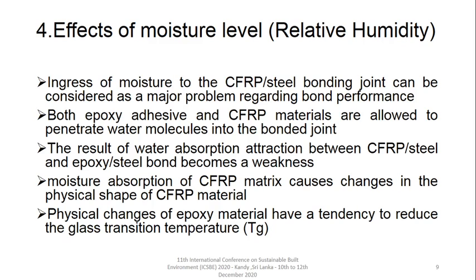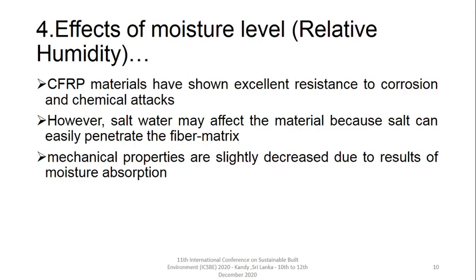Effects of moisture level or relative humidity. Increase of moisture in the CFRP-steel bonding joint can be considered a major problem regarding bond performance. Both epoxy adhesive and CFRP materials allow water molecules to penetrate into the bonded joint. As a result of water absorption, the attraction between CFRP and steel and the epoxy-steel bond become weaker. Moisture absorption of the CFRP matrix causes change in the physical shape of the CFRP material. Physical changes of epoxy material have a tendency to reduce the glass transition temperature.